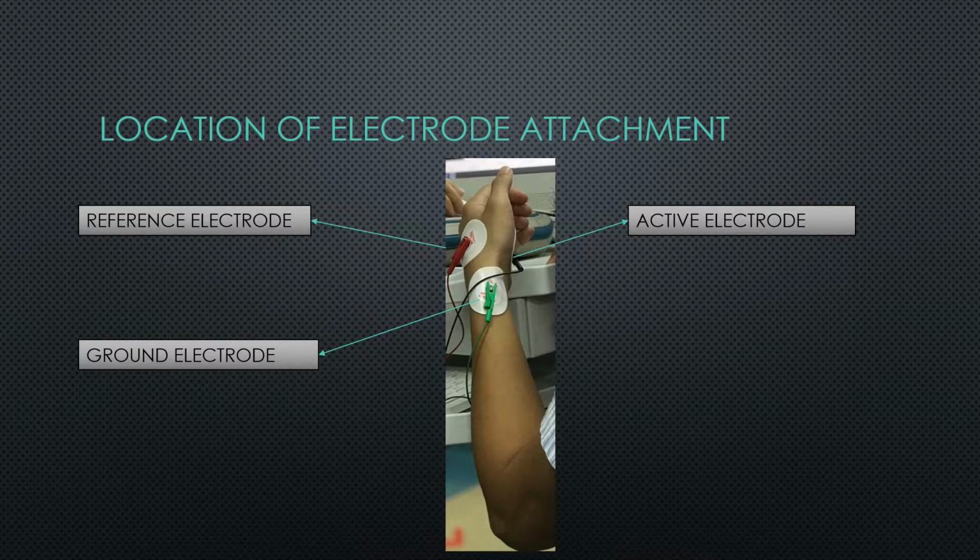Firstly, place the active electrode, black, on the center of the thumb. Secondly, place the reference electrode, red, at the dorsum of the hand. Next, place the ground on the side of the wrist. And lastly, place the stimulator on the median nerve location as shown above.